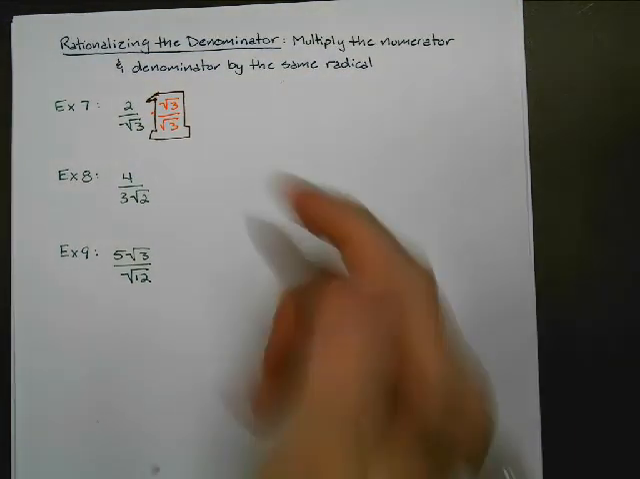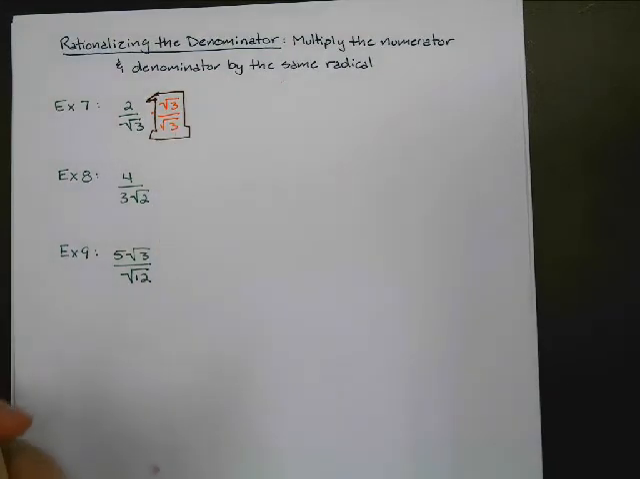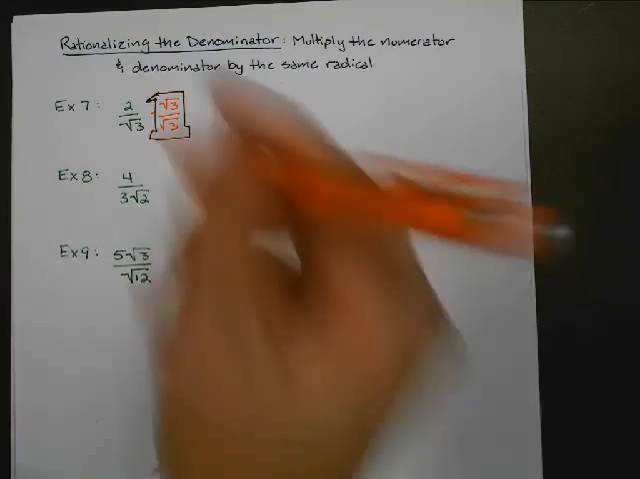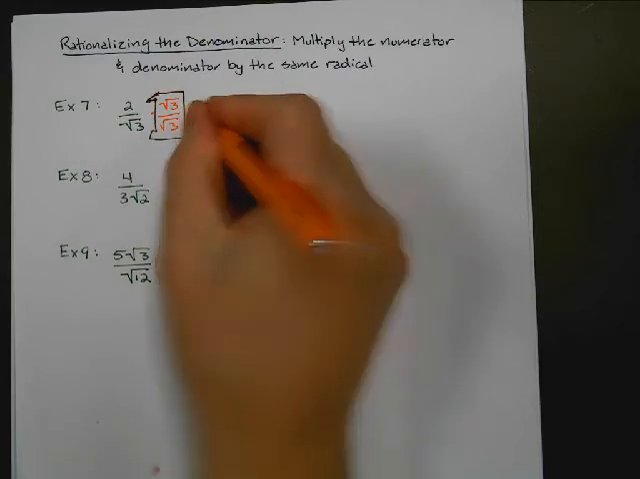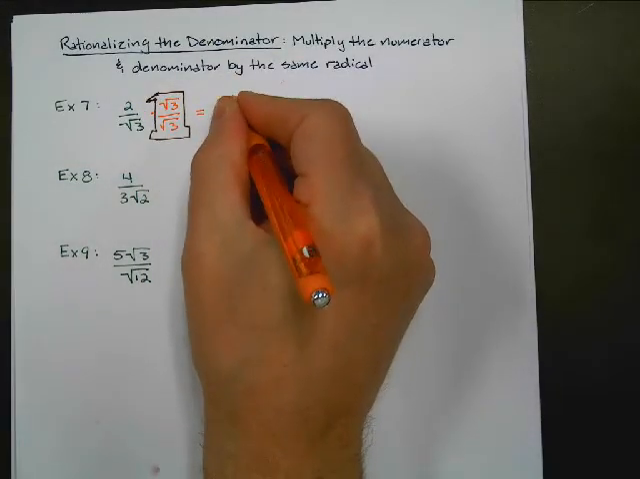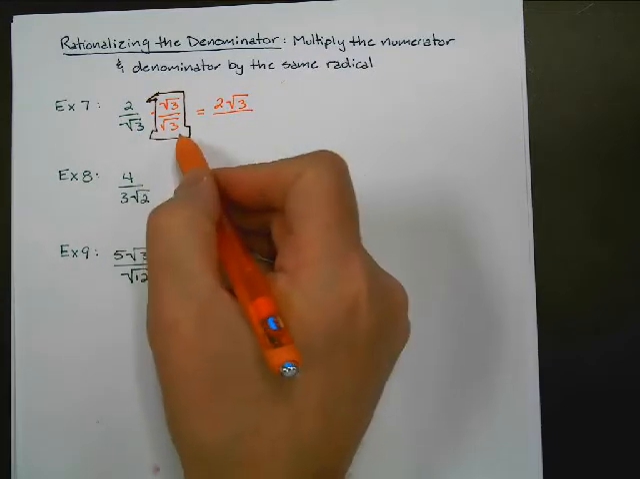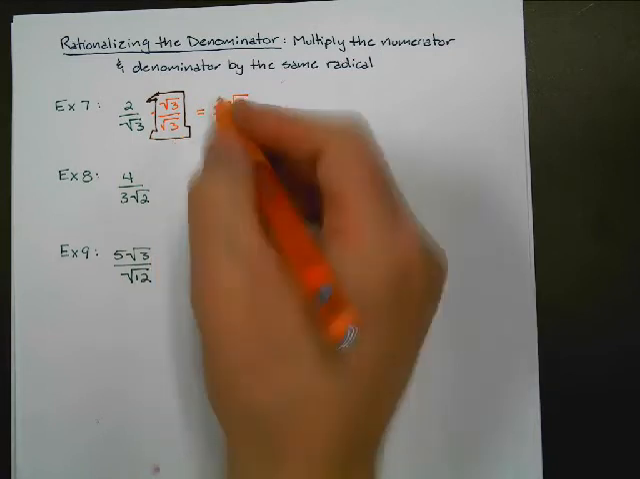So that's root 3 over root 3. That's just 1, right? And our multiplicative identity says that if I multiply by 1, the number stays the same. So this is okay. It's totally all right. All right, so 2 times root 3 is 2 root 3. Root 3 times root 3 is root 9.